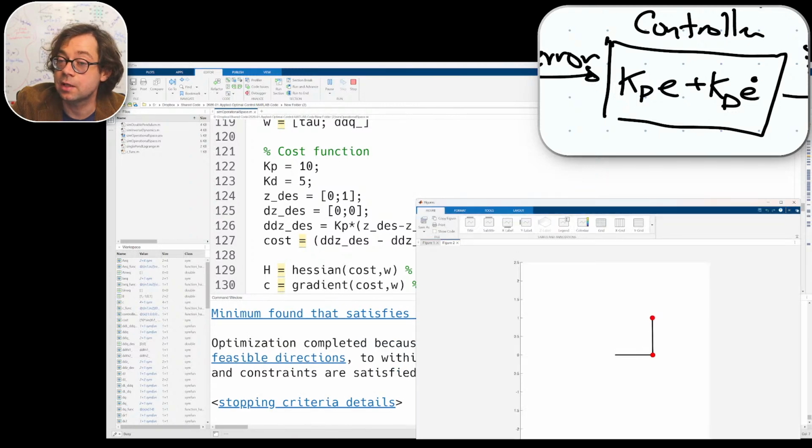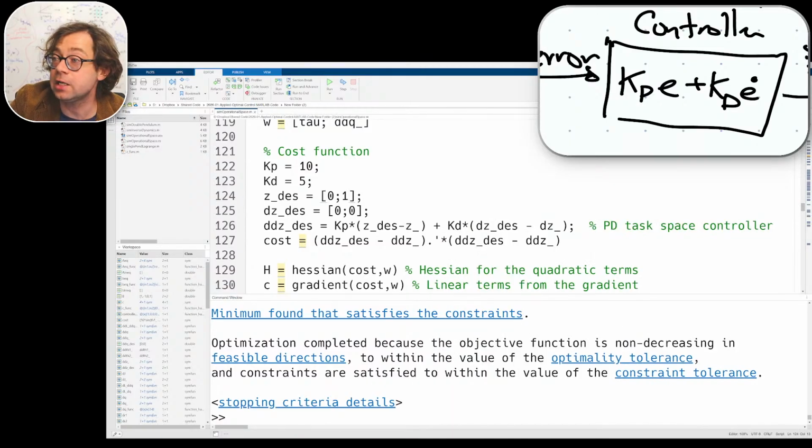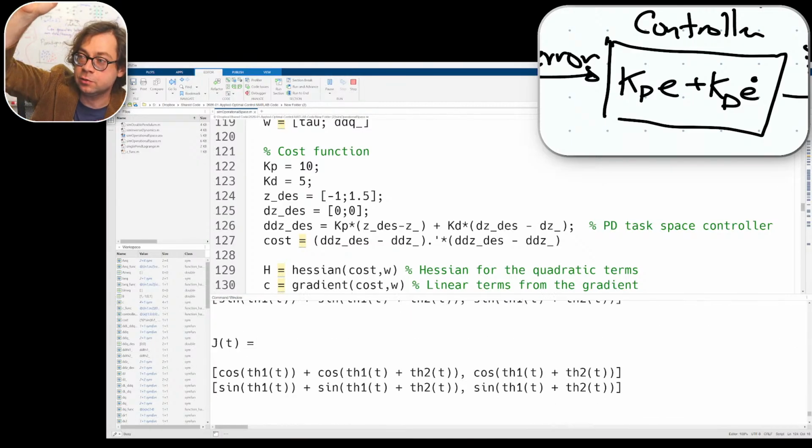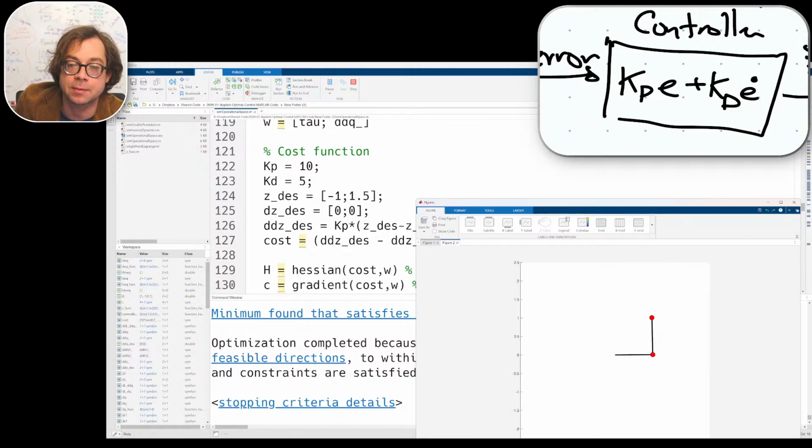It goes straight to the position that we want. Boom. Let's change the position we want to go to. We decide where it goes. Look, Z desired. Change the position. Let's make it minus 1, 1.5. Hopefully it can get there. Hopefully it's not too far away. If it physically can't reach that far, we'll see what happens. But anyway, everyone's released. Look at that.